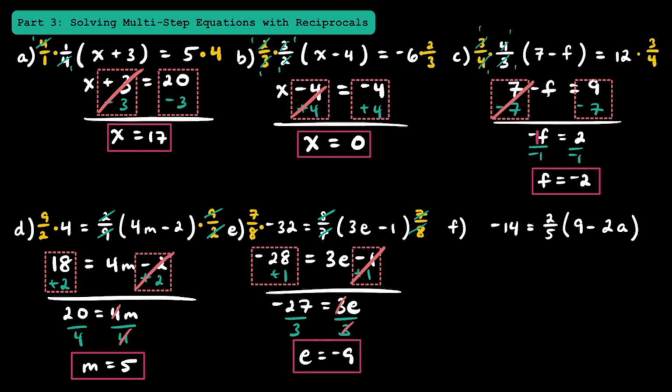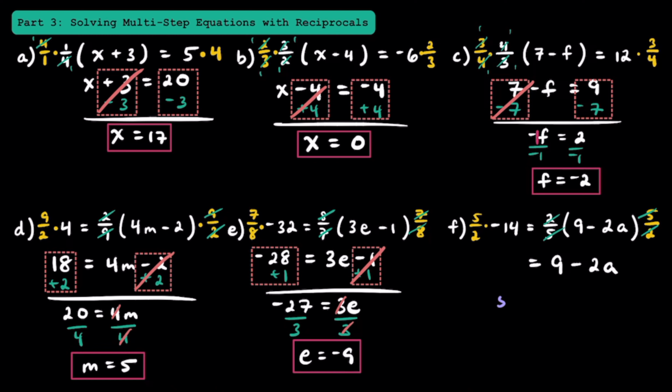And finally in F, we have negative 14 is equal to 2/5 times the quantity of 9 minus 2a. Instead of distributing, let's start by multiplying both sides by the reciprocal of 2/5, which is going to be 5/2. On the right side, these reciprocals are going to cancel each other out to make 1. And since distributing a 1 doesn't do anything, the right side is just 9 minus 2a.